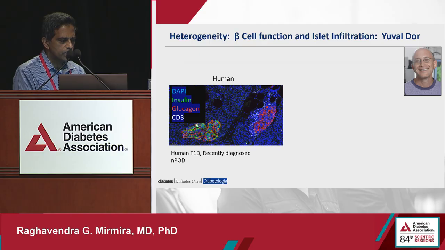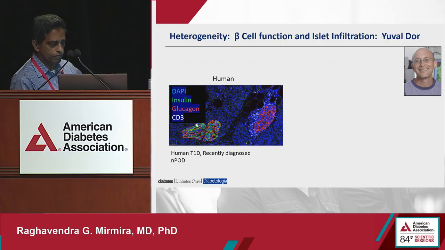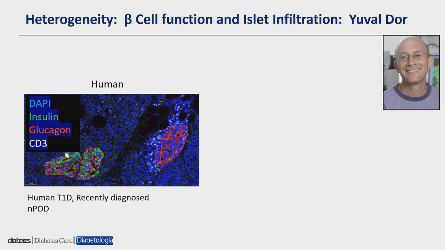And what you could see is that there are 2 islets that are literally next to one another. One looks on the left very healthy with all of the different islet cell types, whereas the one on the right is largely missing beta cells. There's glucagon-producing cells, and then you could see the CD3 positive cells, which are the invading immune cells. So here is heterogeneity in the pathology of the disease.